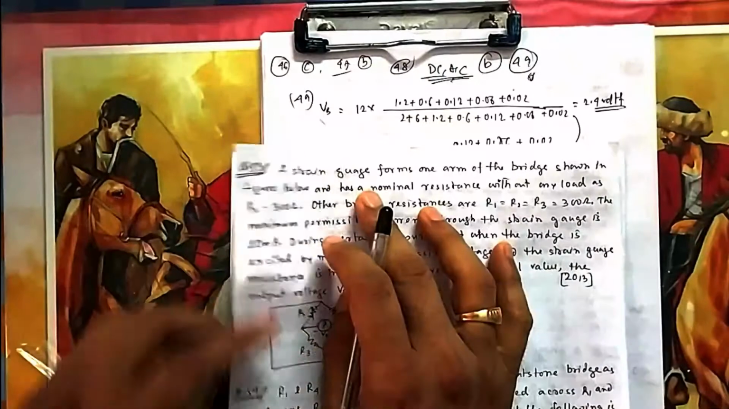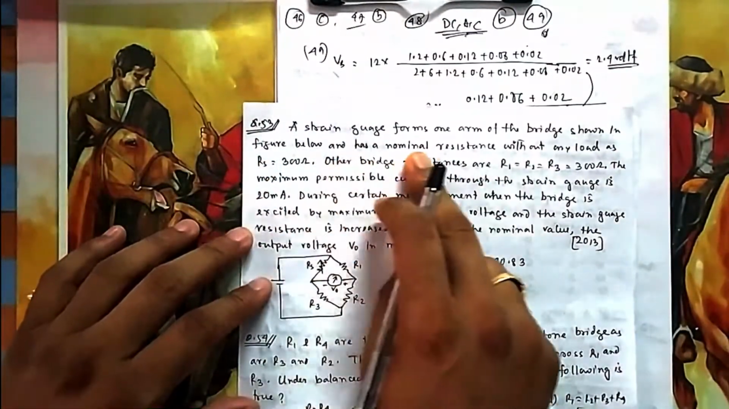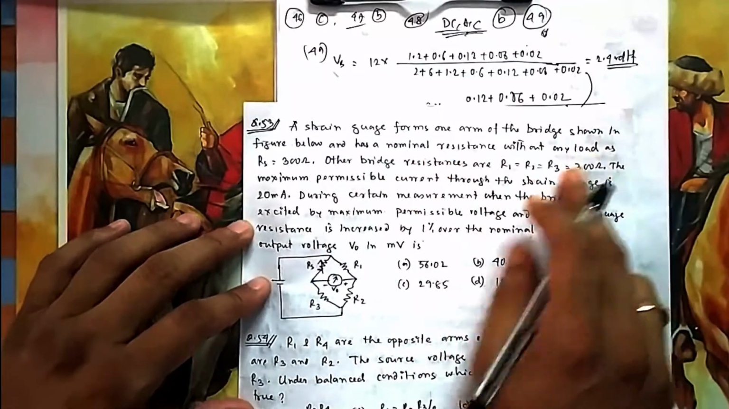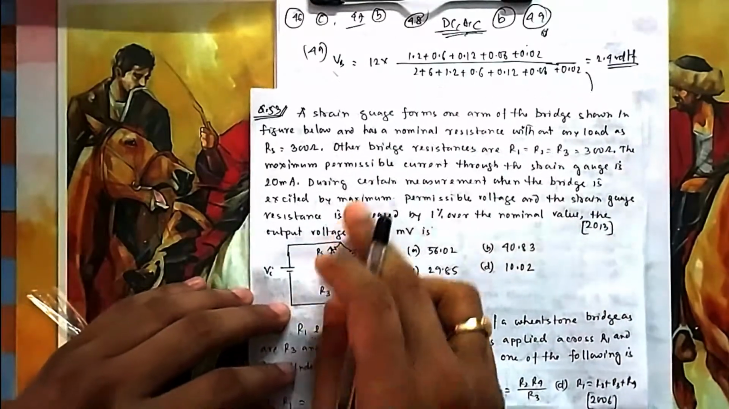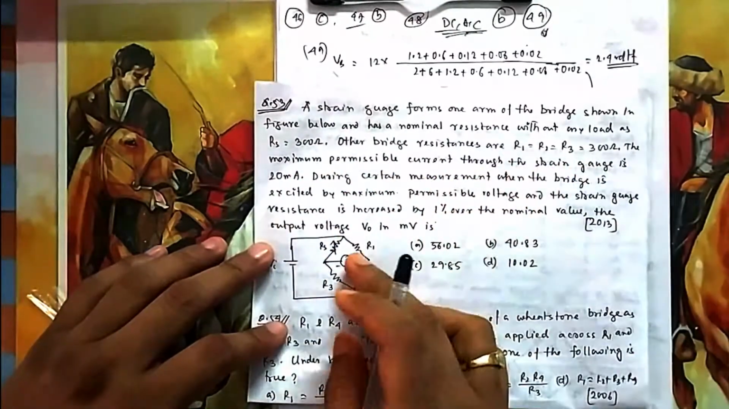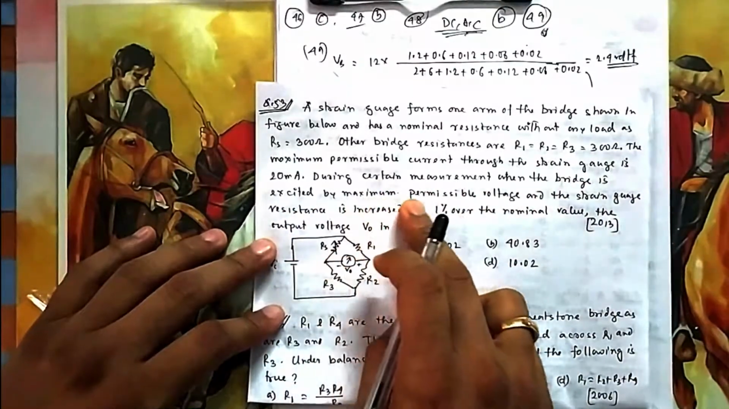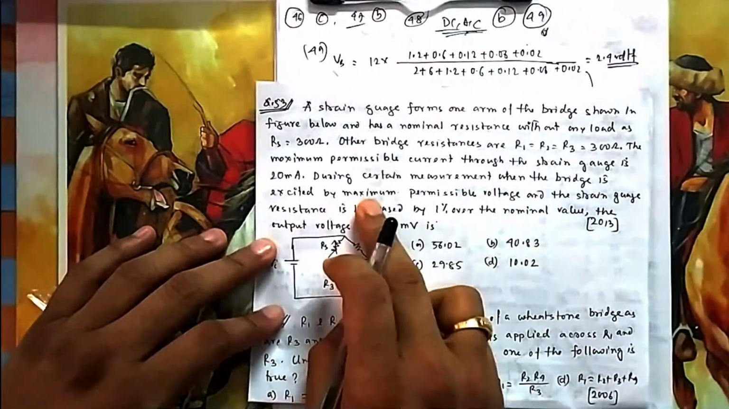Now if you come to 53, a strain gauge forms the arms of a Wheatstone bridge type, shown here, and the nominal resistance without any load is given, 300. Other bridge resistances are this. The maximum permissible current through this strain gauge is this much. During the measurement, when the bridge is excited, the maximum permissible voltage is the excitation.